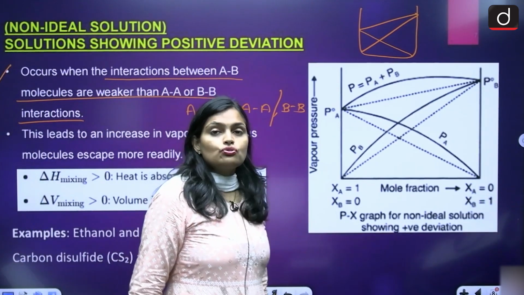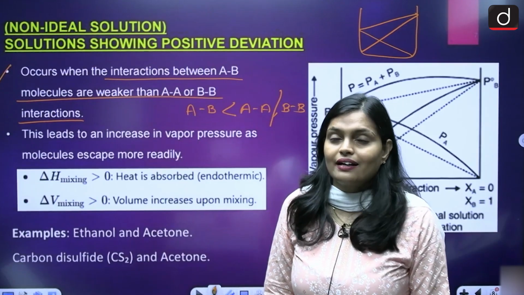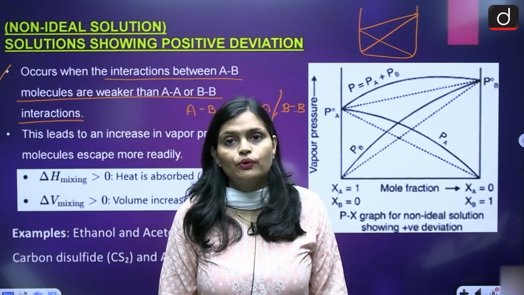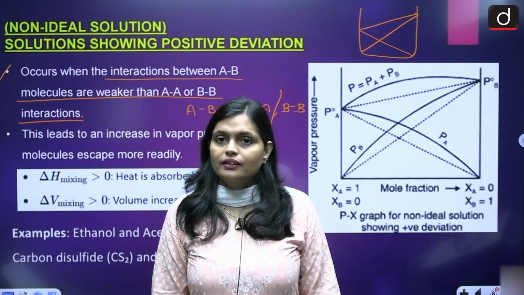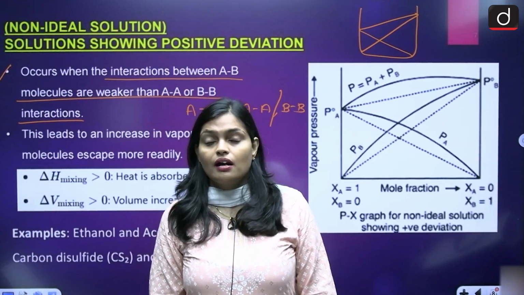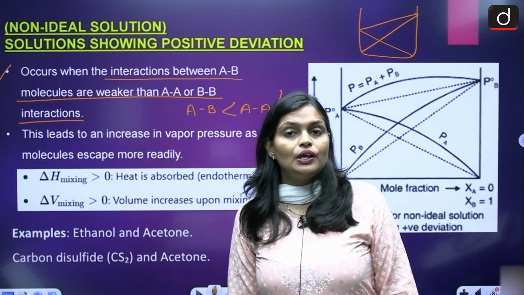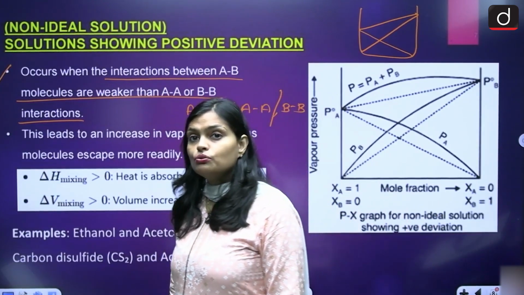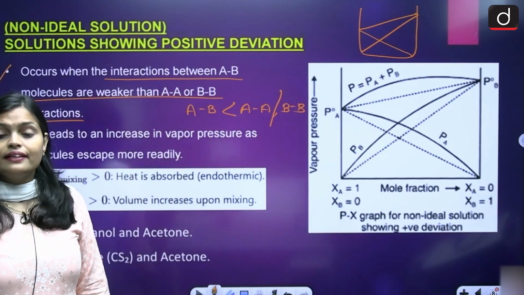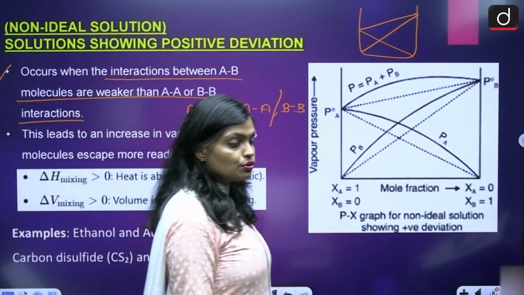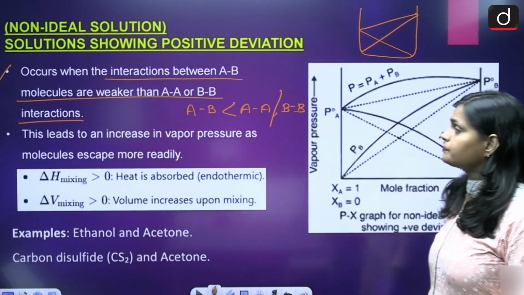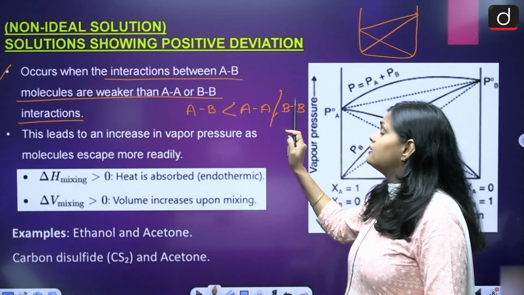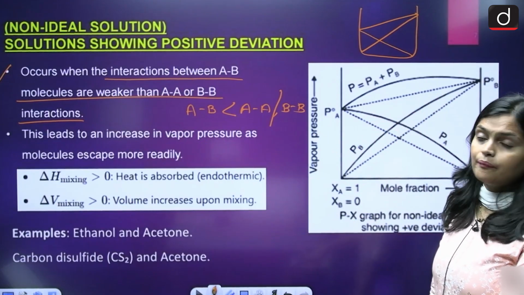That means if the solute and solvent are not interacting with each other, take an example of one polar and one non-polar molecule. If both are polar, they will interact. If both are non-polar, they interact. But if one is polar, one is non-polar, they will not interact. So there you will not get interaction between solute and solvent. Here the AB interaction is less than AA or BB.